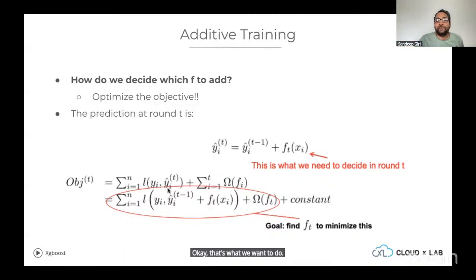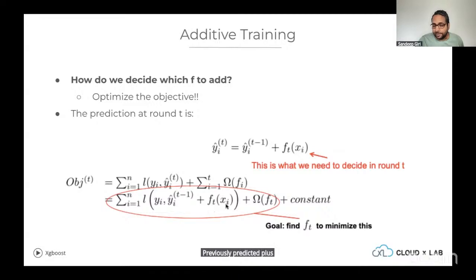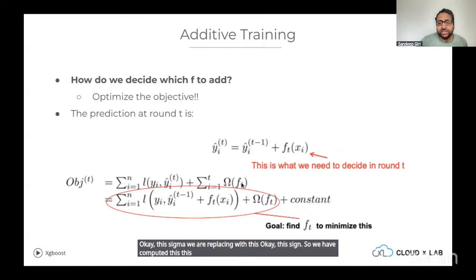So here we are basically representing our loss function like that. This is the actual value, this is the predicted value. How much is the predicted value? Previously predicted plus predicted by the last tree that we have added. Here we are saying loss function of all the trees. In this sigma we are replacing with this. So we have computed this regularization term per tree, and we are basically just putting that.